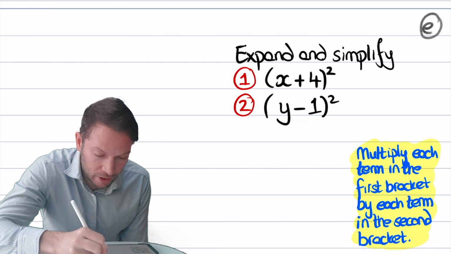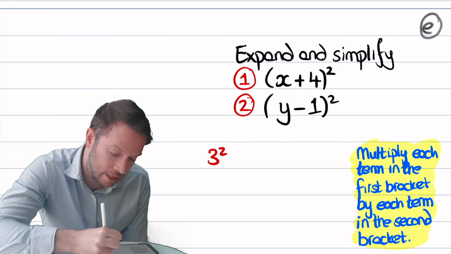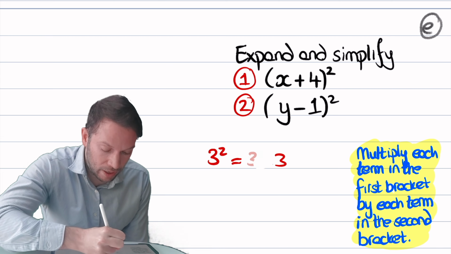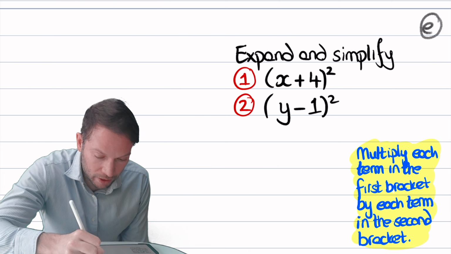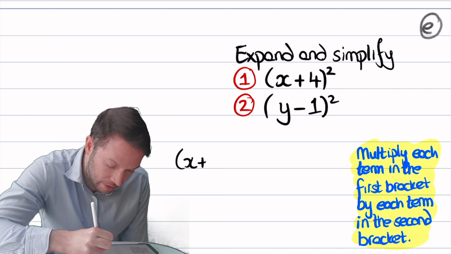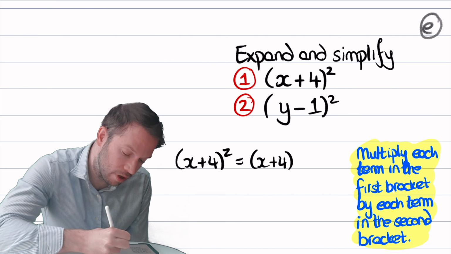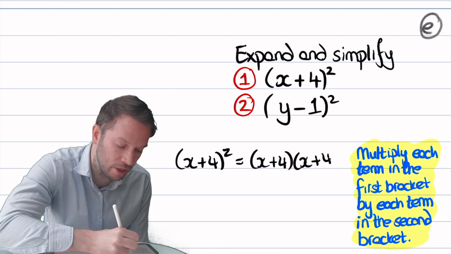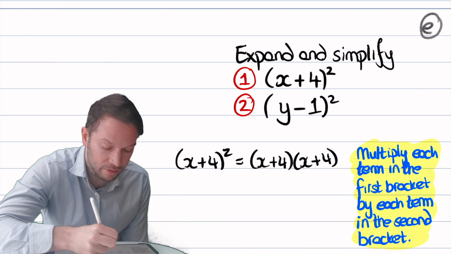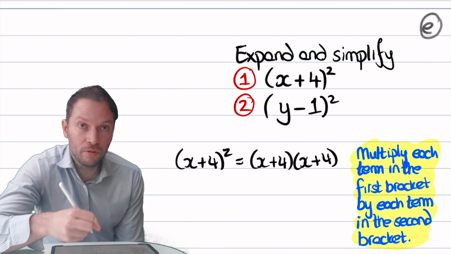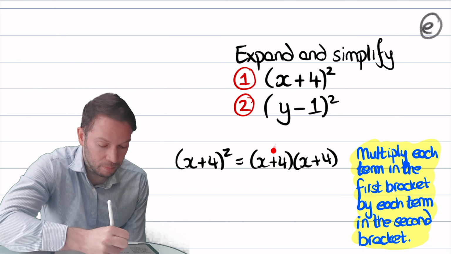So for example, if I had 3 squared, that just means 3 times 3, right? So if I had (x + 4)², what that means is (x + 4) times (x + 4). And remember, I don't need the times symbol because when you write two things next to each other in algebra, it means you're multiplying them together. Now we saw in the previous video how we're going to multiply these two brackets together.